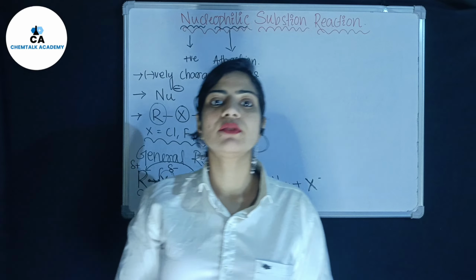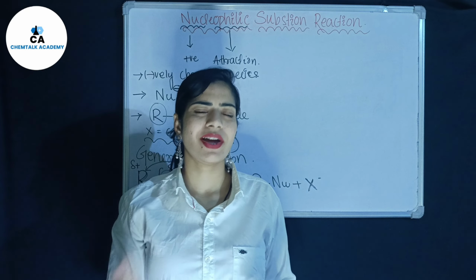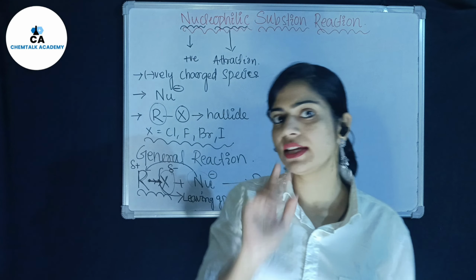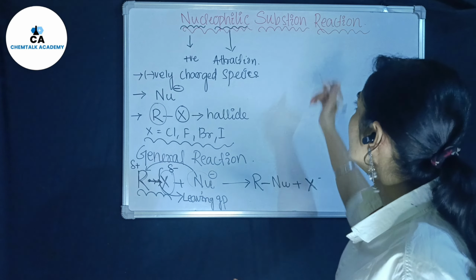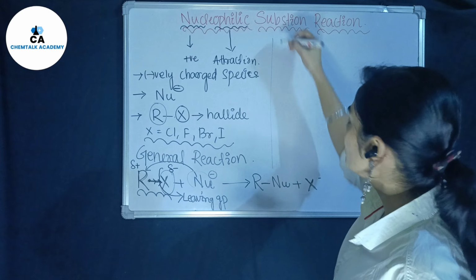Okay, so hope you are clear. Now, how many types of nucleophiles are there? There are so many types of nucleophile. Mainly we will discuss two types. One is monodentate nucleophile, another one is ambidentate nucleophile. So what is the first one? Monodentate.